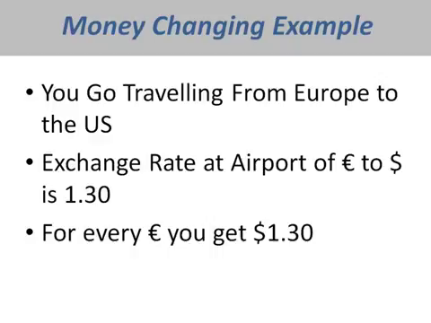And when they get to America, they see at the airport it says there's an exchange rate of euros to dollars, and it says 1.30. What does that 1.30 mean? That means for every 1 euro, our traveler would get $1.30. So now we have a price here. We have a euro equals $1.30.